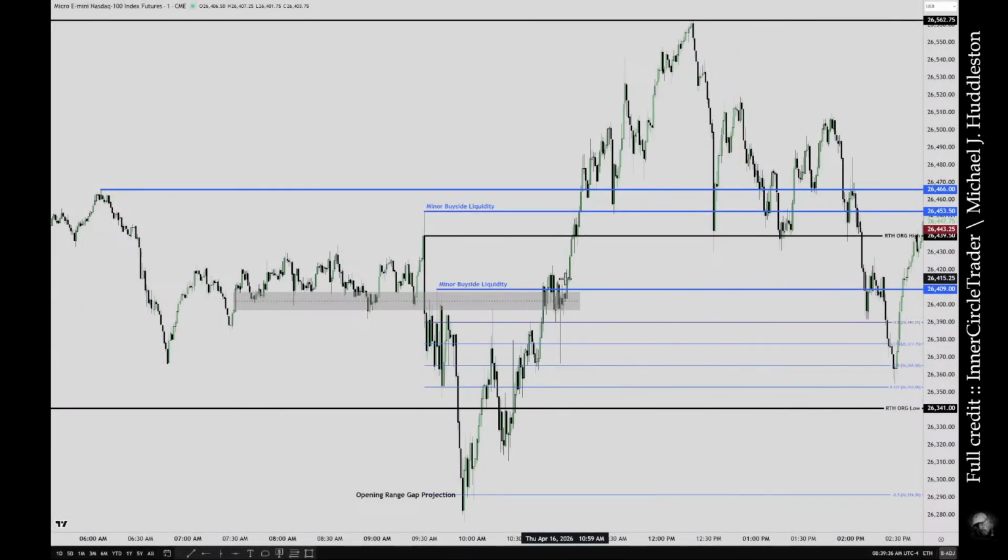When we're looking at price and we're anticipating an exploration outside of the opening range gap, while the underlying market is bullish, this is the part where you write this down, folks, okay?